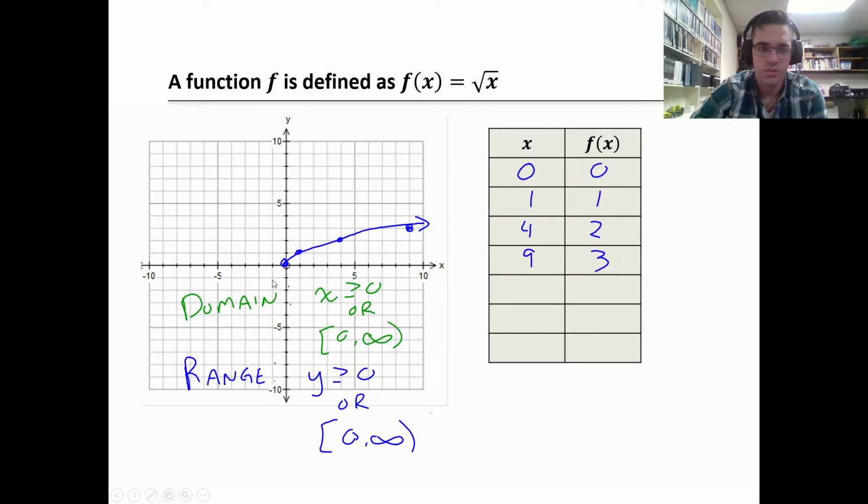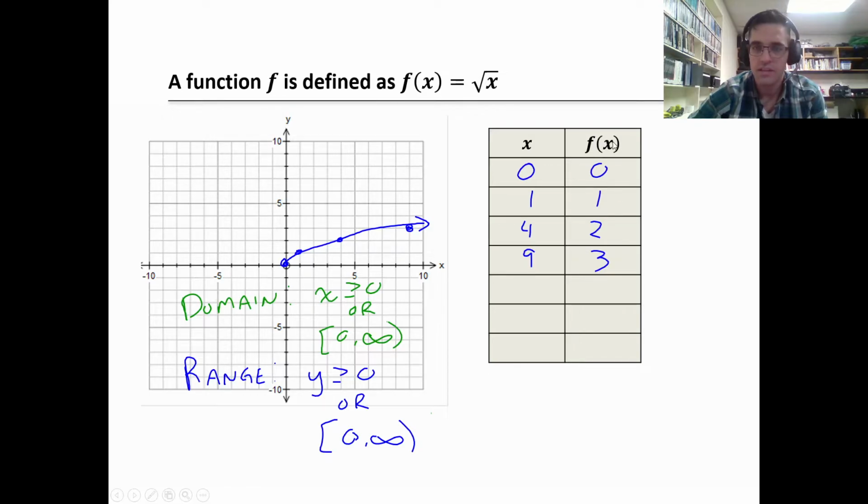Now for our range, we can say, okay, what y values can I get out of this? So the range in this case, f of x refers to the side length of a square. And so if we think of a side length of a square, it can't be a negative number. So then my y values, or my f of x, has to be greater than or equal to 0.